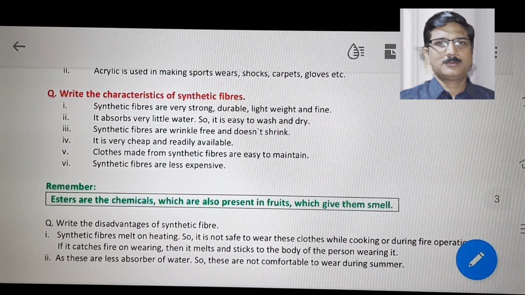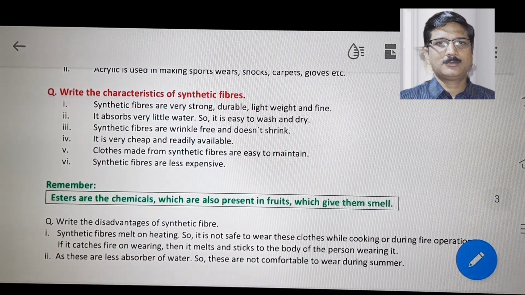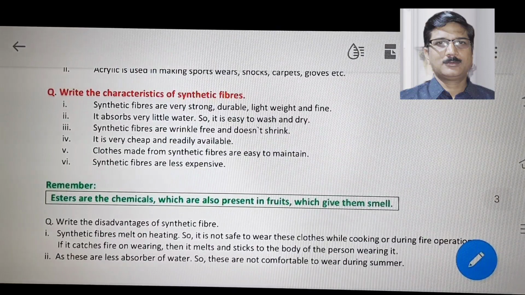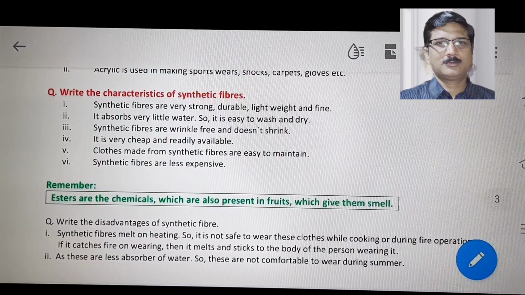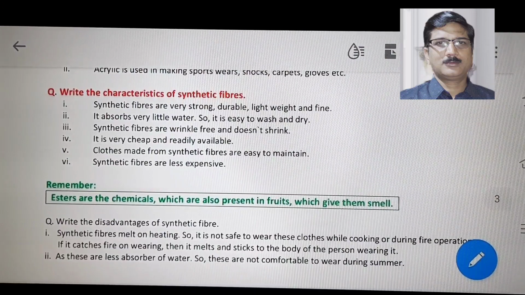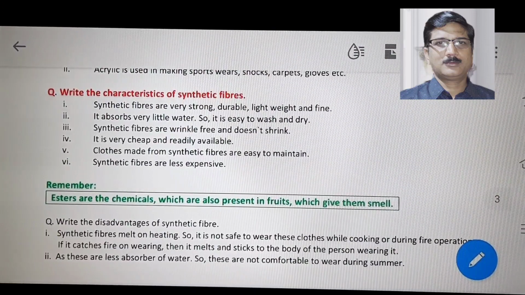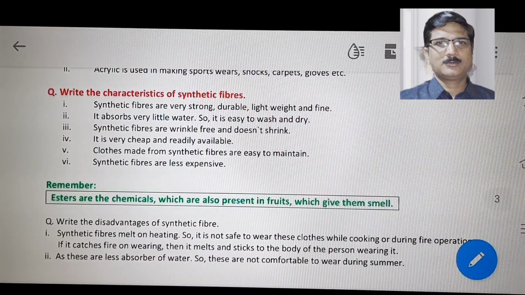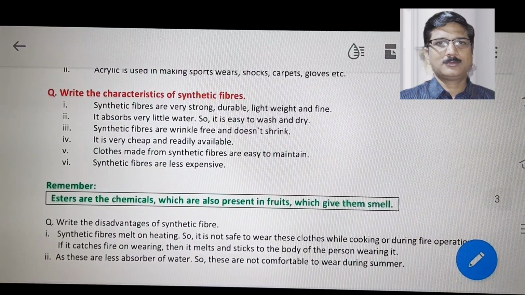Here one thing you have to remember. I have told you that in case of the polyester, what is ester? Now ester is a petrochemical compound. But remember that this ester is also present in a natural substance, that is in fruit. Ester is a chemical which is present in the fruits, which gives smell to the fruit. So these are all about your synthetic fiber.